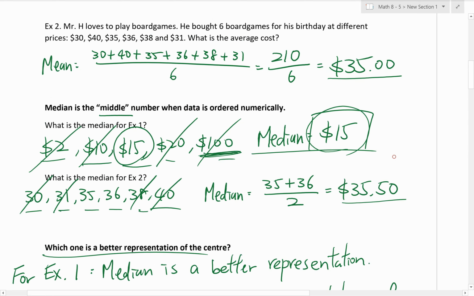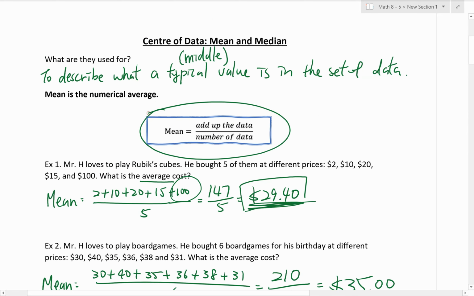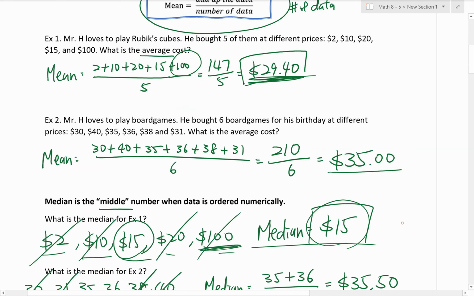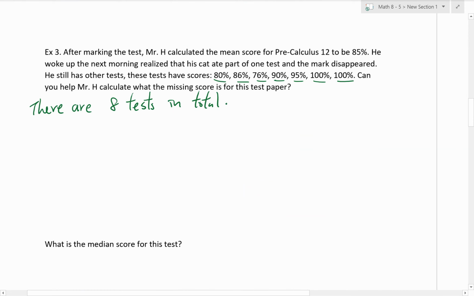So if you go back to this formula right here, mean is equal to, if you add up all the data, this is the total, right? So it's the total divided by the number of data. You can write it like that as well. So the mean is 85. We can use that formula, so I'm going to write it down here. Mean is equal to total divided by the number of tests.